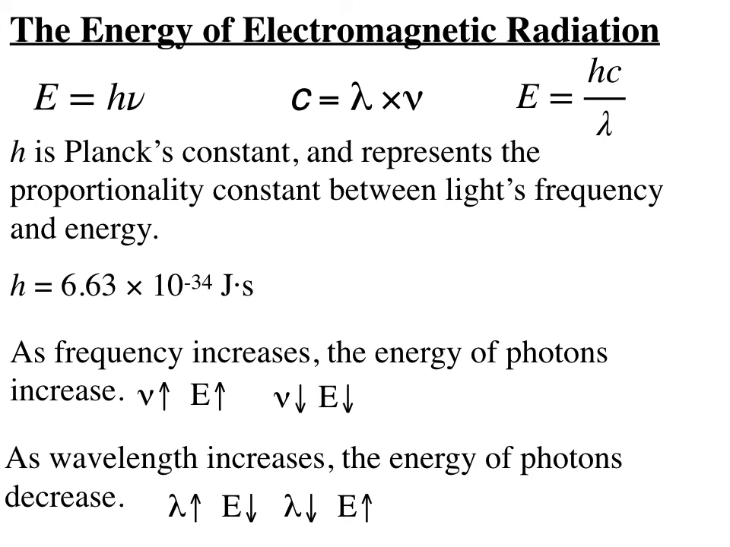Violet light is short wavelength light. Red light is low frequency light. Violet light is higher frequency light. So red light is the low energy part of the electromagnetic spectrum. Violet light is the high energy part of the electromagnetic spectrum.